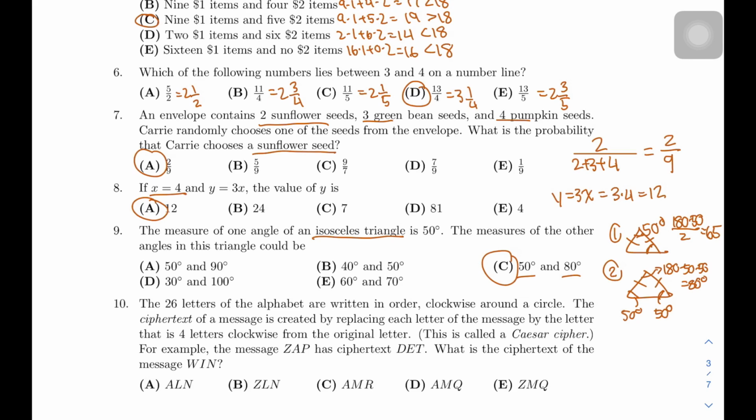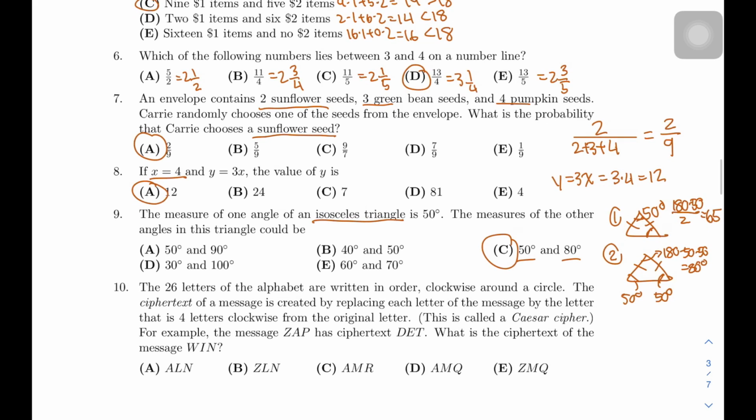And if you see, there are no 65s in A, B, C, D, or E, so C is the right answer. Number 10, the 26 letters of the alphabet are written in order clockwise around a circle. The ciphertext of a message is created by replacing each letter of the message by the letter that is 4 letters clockwise from the original letter. This is called a Caesar cipher. For example, the message ZAP has ciphertext DET. What is the ciphertext of the message WIN?